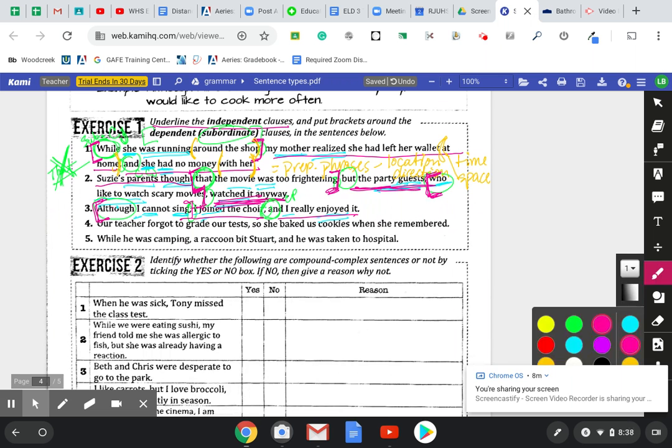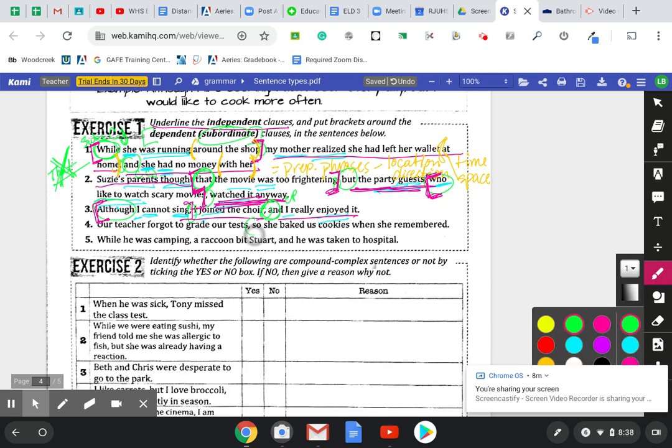4. Our teacher forgot to grade our tests, so she baked us cookies when she remembered. So I see a comma, so, and a when. So let's look at that. Subjects and verbs. Our teacher forgot to grade our tests. What's my verb? Forgot. Who or what forgot? Teacher. Next one. She baked us cookies. What's my verb? Baked. Who or what baked? She baked. Next one. She remembered. What's my verb? Remembered. Who or what remembered? She remembered.